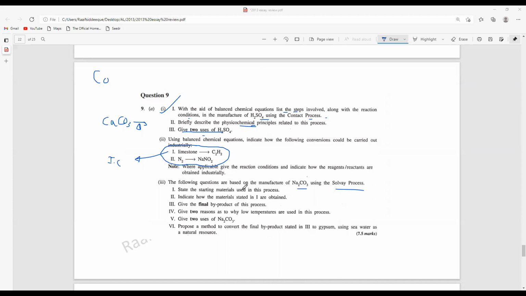Then the next thing is we have some questions based on sodium carbonate. So if you remember, when you want to prepare sodium carbonate, we do not prepare sodium carbonate directly. We first prepare sodium bicarbonate. That is the way. So we just prepare sodium bicarbonate and then we heat it to form sodium carbonate along with the byproduct calcium chloride. That is the industrial process that you should normally know.